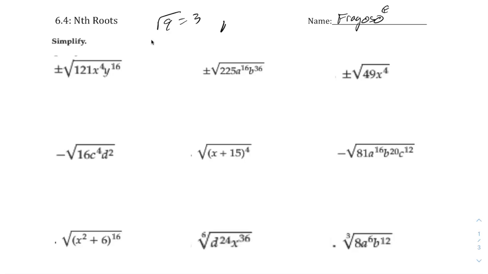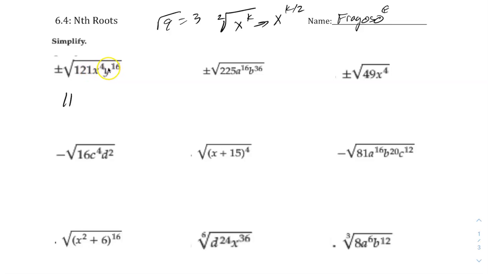When you find the square root of a power, well, square root is a 2. There's like a little 2 that you don't see. So all you do is divide. It's the power divided by 2. That's how we can do this. That's all it is. So first one, square root of 121, 11.